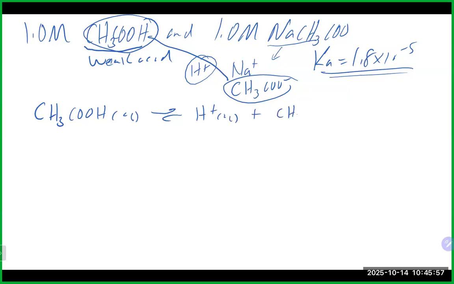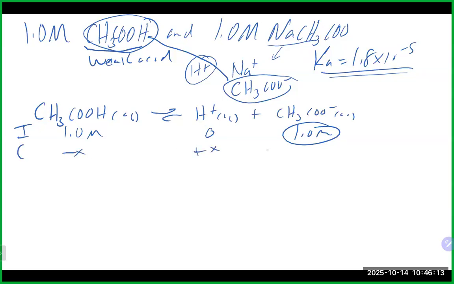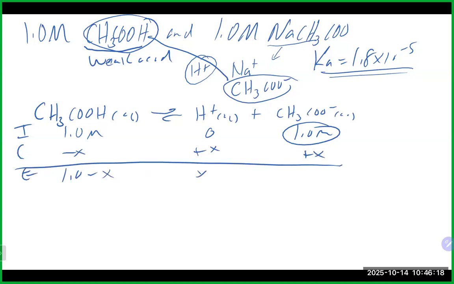And again, the key here would be in that initial line, you would have 1 molar here, 0, and you need that 1 molar again on that side of the table in order for it to be correct. Obviously, the rest of the table would be like normal, minus x, plus x, and 1 minus x, x, and 1 plus x. Again, here you go into your Ka and get x, and that would equal the H plus concentration, and then you could go to your pH at that point.